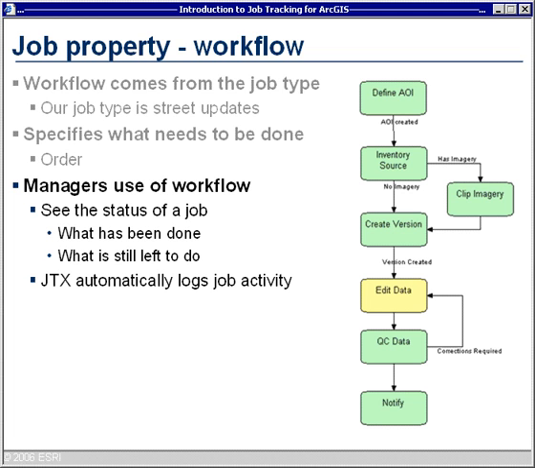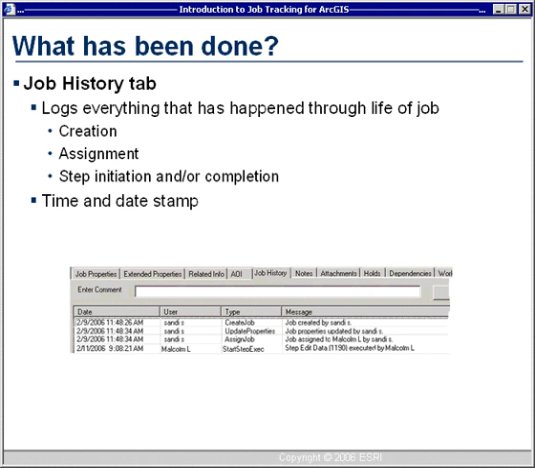It is important to realize that as your users are progressing through the workflow, JTX is documenting or logging any activity that has occurred on the job. You can see the log in the Job History tab of the JTX application. Everything throughout the life of the job is logged, starting from when the job was created and going up until the job is completed. The job being shown here is in the process of being edited. We know that because it's the last entry in the job history.